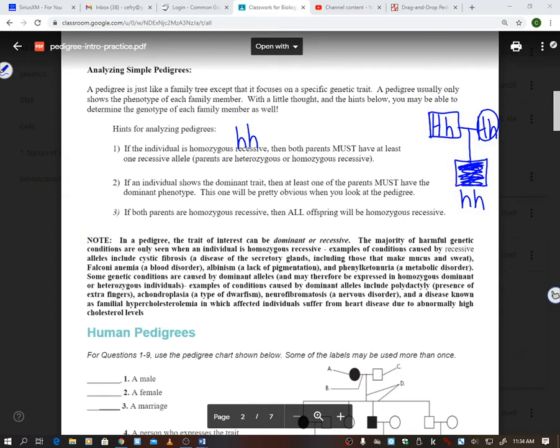Now, number 3, if both parents are homozygous recessive, this is kind of a given. If dad is homozygous recessive and so is mom, then for every child, dad has to give a little t, and mom can only give a little t. Doesn't matter how many children you have, dad gives little t, mom gives little t. They're all going to be homozygous recessive.